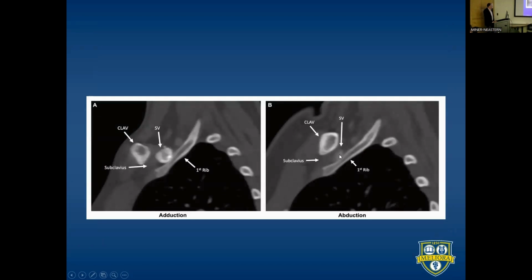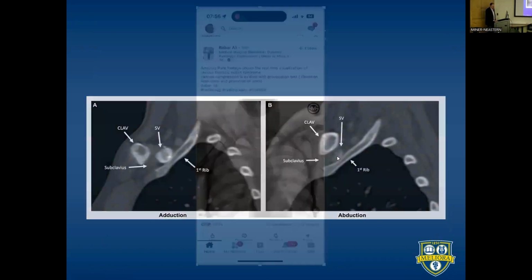And then here's the subclavian vein with abduction. The shoulder is out, and you get stenosis of the vein, and the subclavius muscle is thought maybe to contribute to that a little bit. But the first rib, in these cases, is removed, which alleviates that compression. So this is venous TOS, and it's pretty cool that you can see it on the CTA.